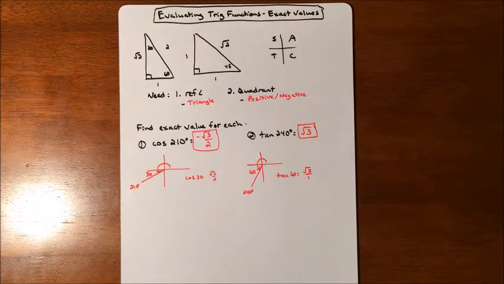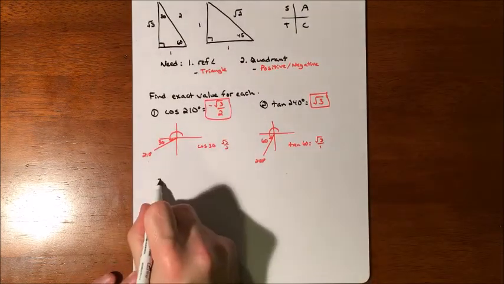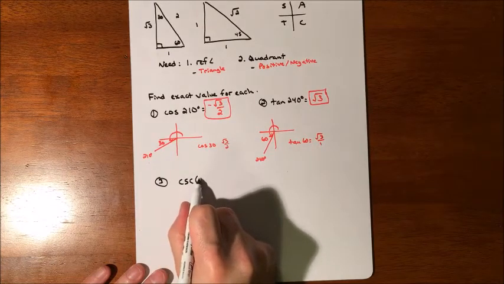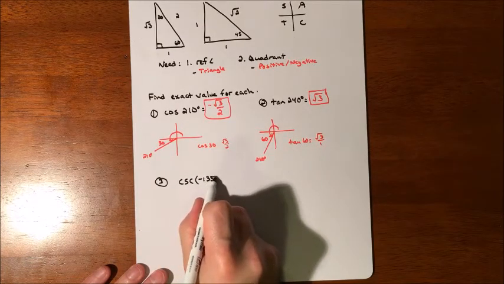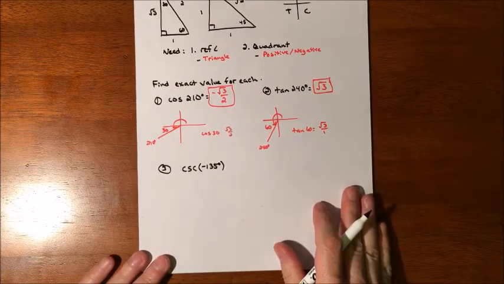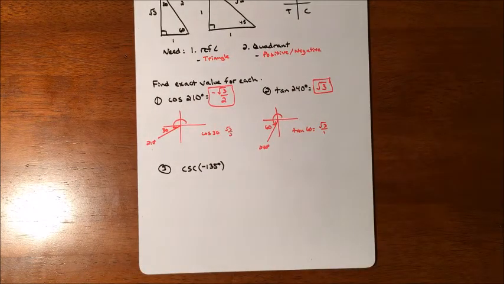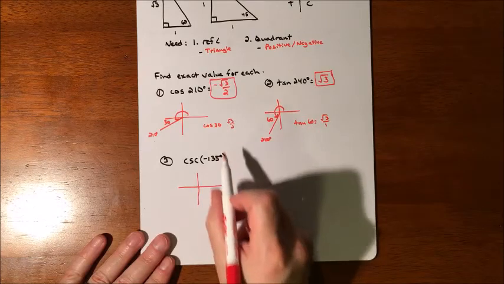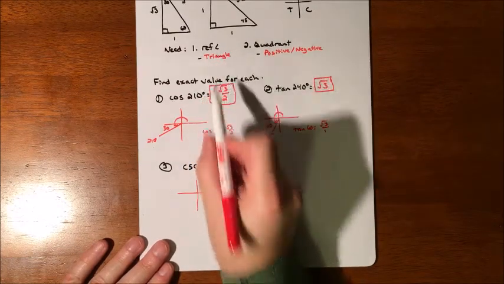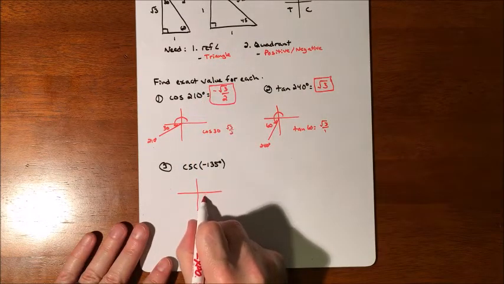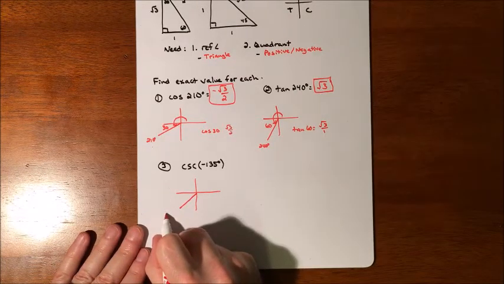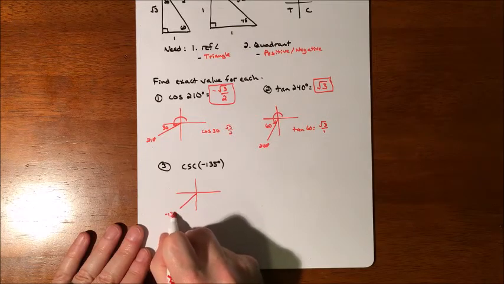All right, let's do one last one. Let's do cosecant of negative 135 degrees. I'm not even sure where negative 135 ends, and I don't know what the reference angle is. I need myself a visual. So first thing I need is my reference angle to connect me to my triangle. Negative 135 is going to be heading this direction. So that is negative 135.